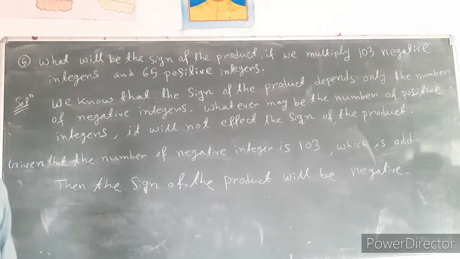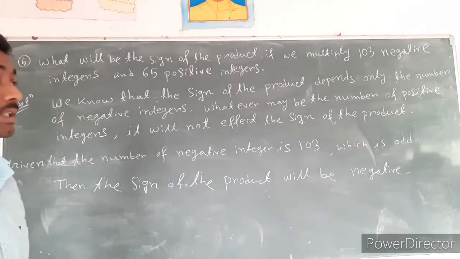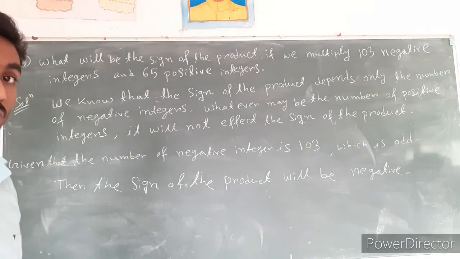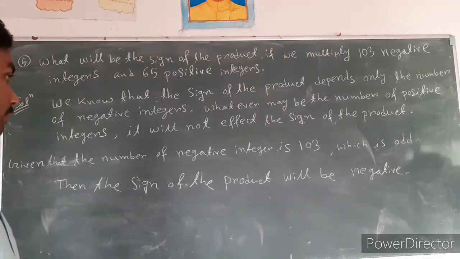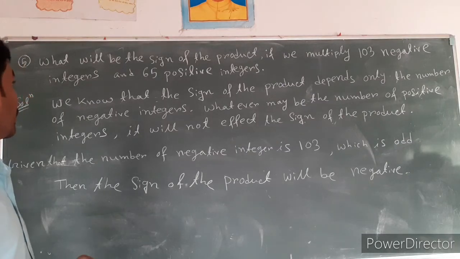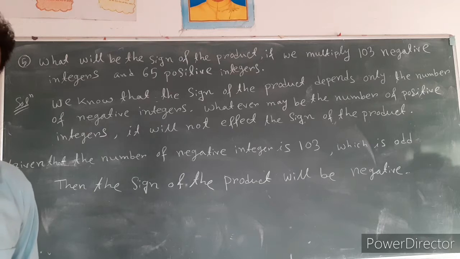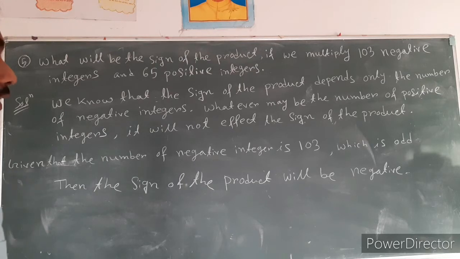If the number of negative integers is odd, then the sign of the product will be negative. If the number of negative integers is even, then the sign of the product will be positive.